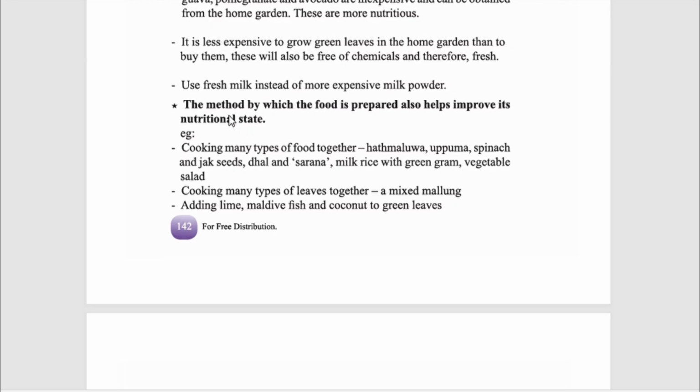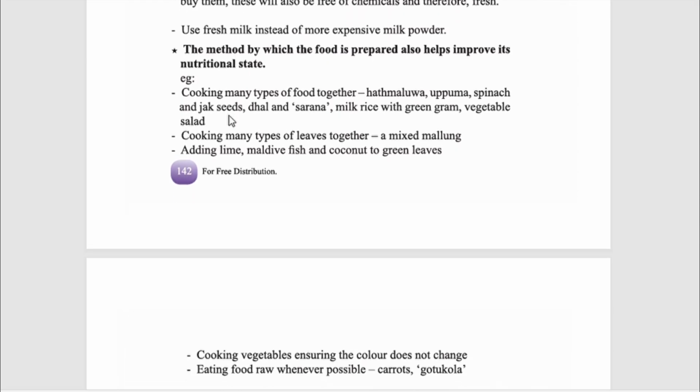Here, the method by which the food is prepared also helps to improve its nutritional state. Cook many types of food together, like hathmaluwa, uppuma, spinach, jack seeds, dal and sarana, milk rice with green gram, and vegetable salad. This is very easy also. Hathmaluwa means meals with seven foods added, like jack seeds, carrot and those kinds of things. If you don't have seven but have three or four kinds of vegetables, you can cook them together. It will be more delicious and the taste can improve.